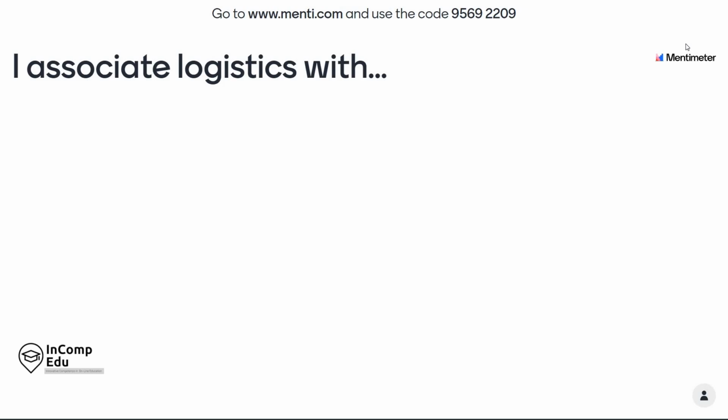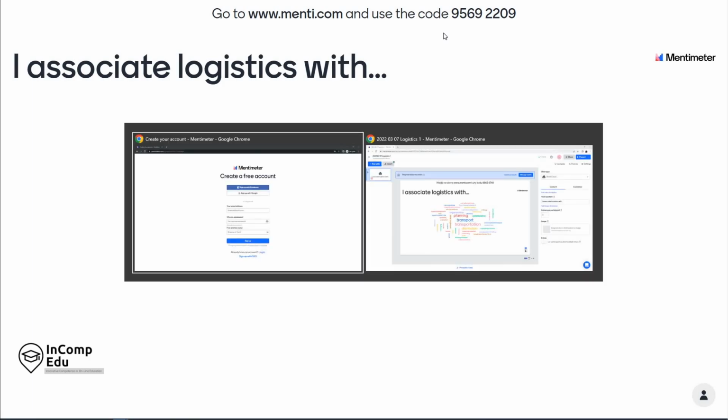Now, to participate in the warm-up, each student should go to menti.com or use the free Mentimeter application and enter the code that appears at the top of the presentation. After entering the code, each student begins to enter their answers, as many as the person creating the presentation has designated. The results are automatically displayed on the screen.